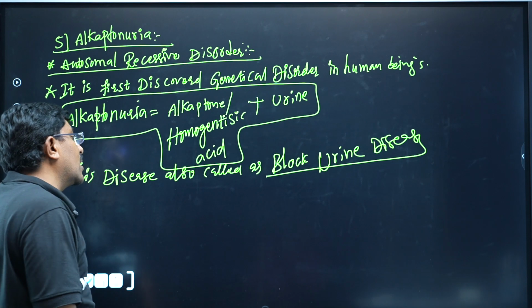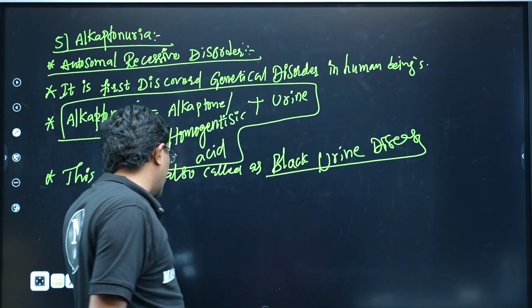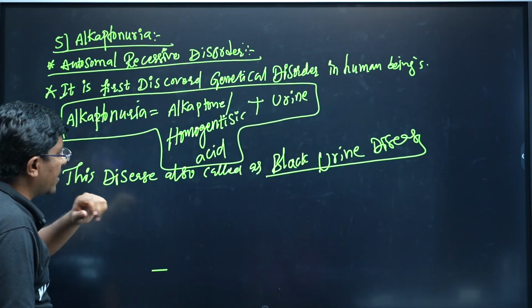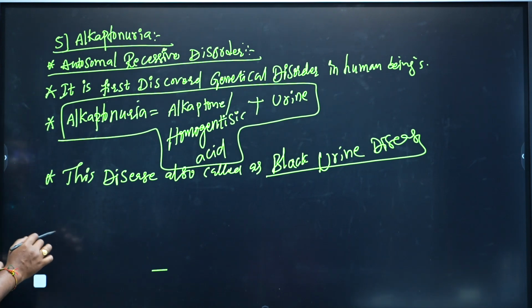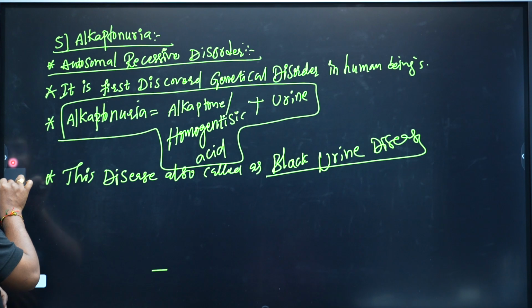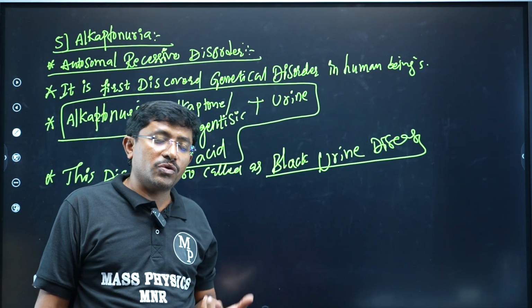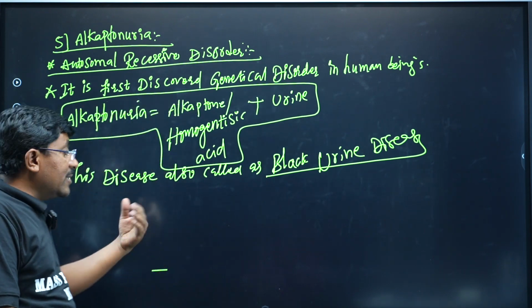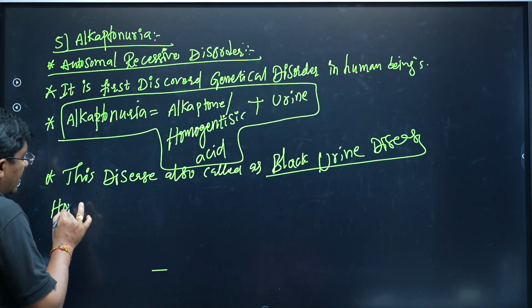Okay, how does the urine convert into blackish color? That is the question. Okay, right, come to the point. Generally, in our daily food material, so many amino acids are available. Among these amino acids, one of the amino acids is homogentisic acid.